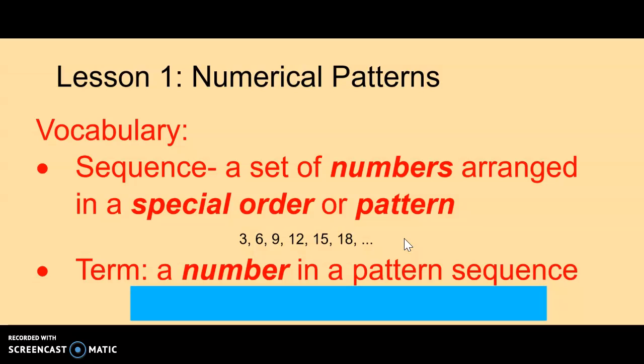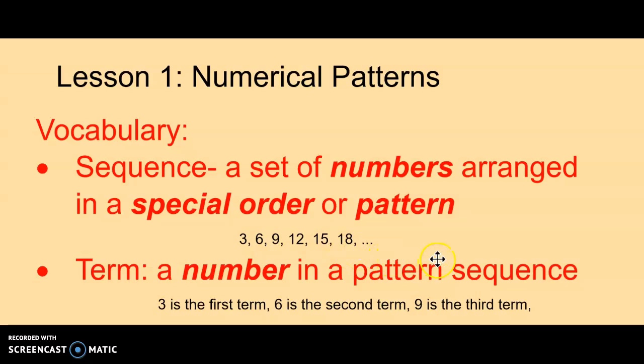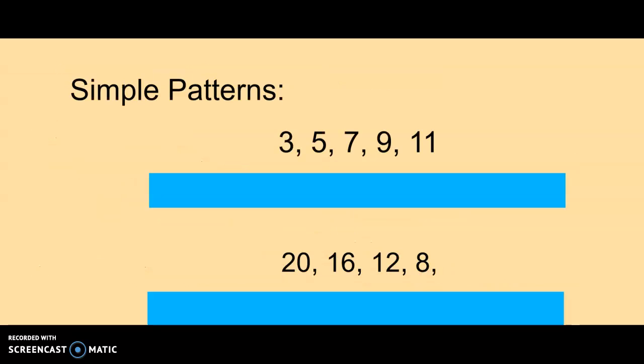And so when you look at a sequence, you're seeing a whole list of numbers that continues on and on forever. Our second vocabulary word is the word term. And a term is just one of the numbers that's in a pattern sequence. So when we look at the sequence 3, 6, 9, 12, 15, 18, 3 is the first term or the first number in that sequence. 6 is the second term, 9 is the third term, and so on and so forth. 12 is the fourth, 15 is the fifth, and it keeps going like that. So a term is just a number in that pattern or sequence.